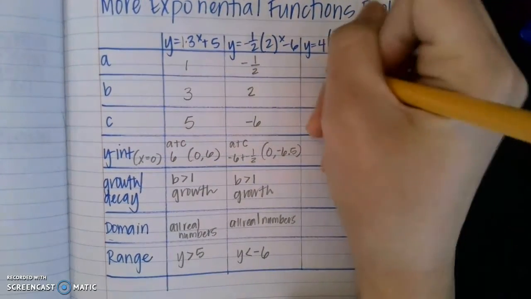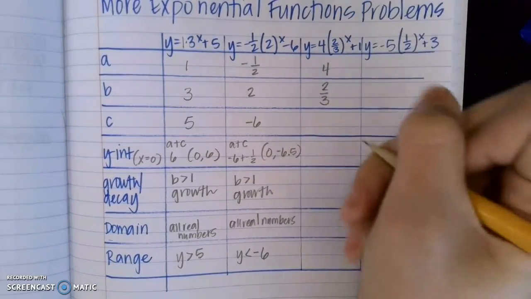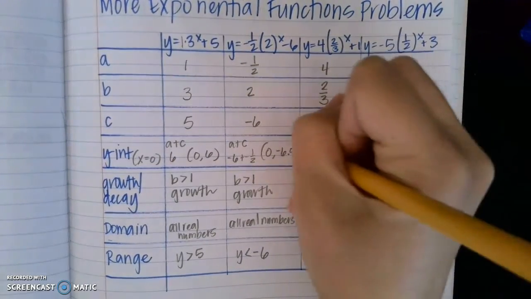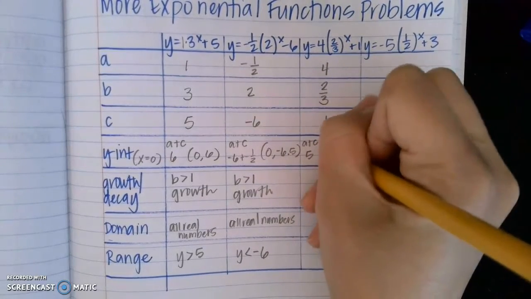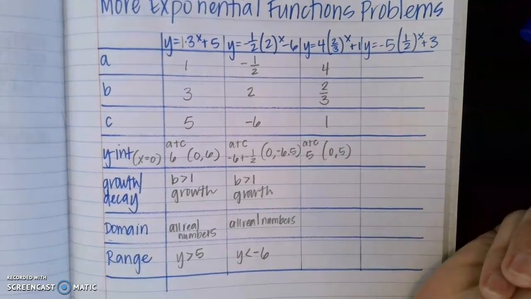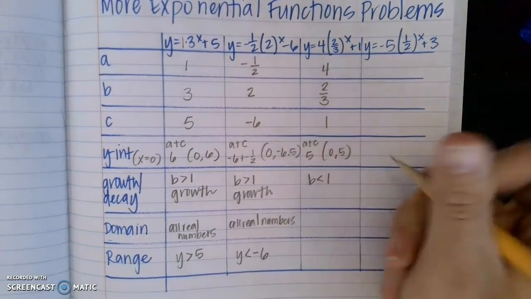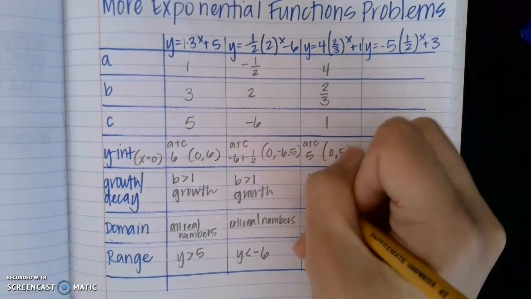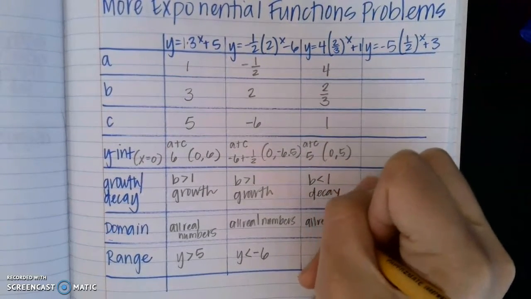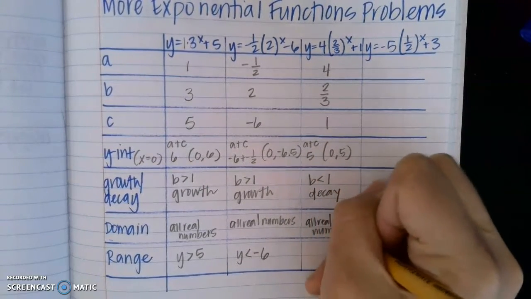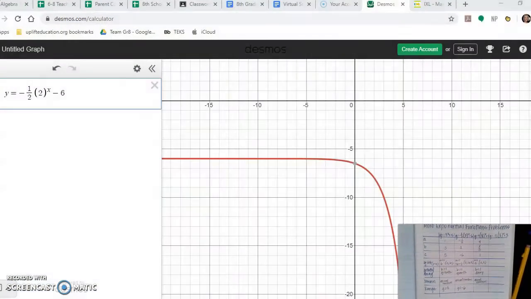2 more. My a is 4 in this equation. 2/3 is my b value. 1 is my c value. A plus c is 4 plus 1, which is 5. So 0, 5 is going to be my y-intercept. Because my b value is less than 1, it's a fraction value, this is going to be an example of decay. My domain is all real numbers. And my range is going to be determined by my graph.